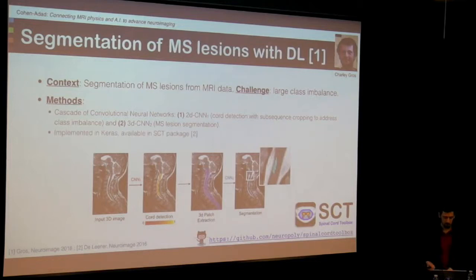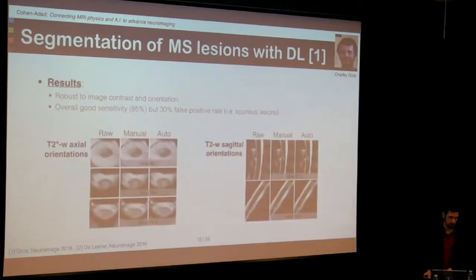So that's been implemented in Keras and is available as open source in our package. And briefly, the result is that this approach is robust to image contrast and orientation. There is an overall good sensitivity, but still there are a lot of false positives. So we end up estimating lesions where, in fact, there is no lesion. And those false lesions could be due to image contrast. And that's going to drive another part of the talk, which I'm going to show you shortly.